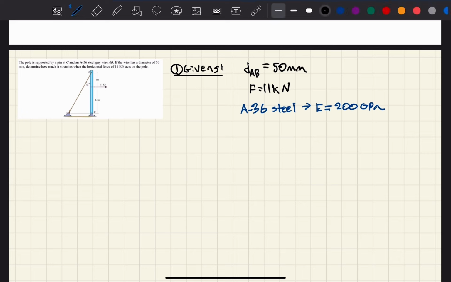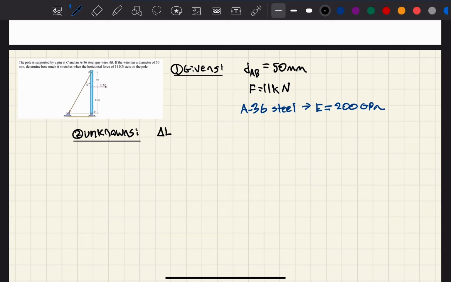In terms of unknowns, this question wants us to find the change in length of wire AB once this force is applied, right? We did a very similar problem back in strain, but now we're going to use the elastic modulus. So that's how this question is a bit different. I think you were given strain in that problem, whereas this one, we have to find it using this lovely guy. Okay, so we can write that down.